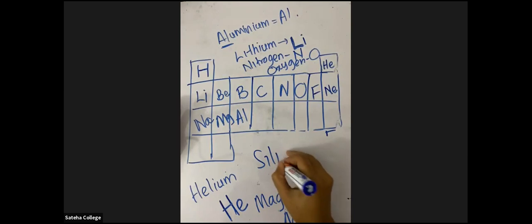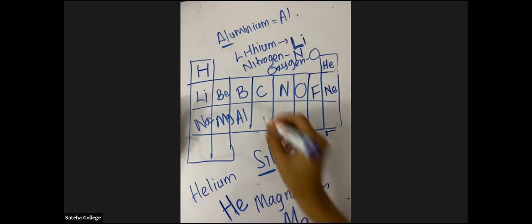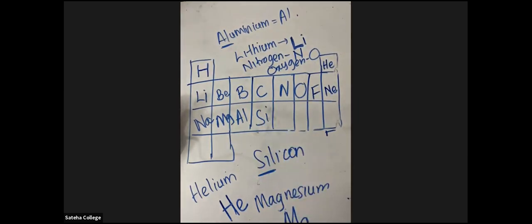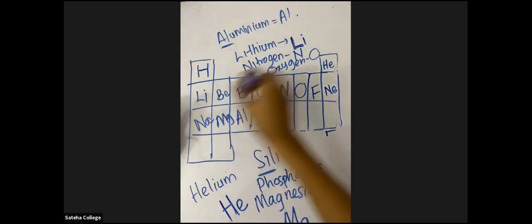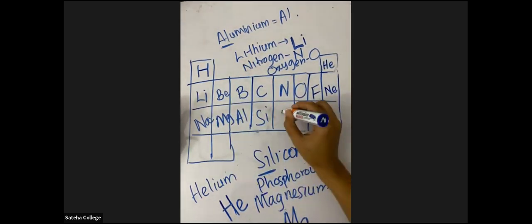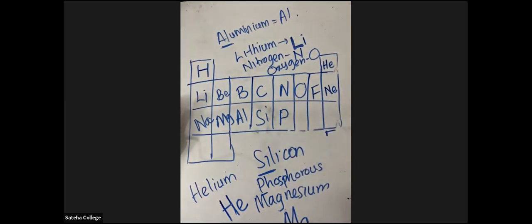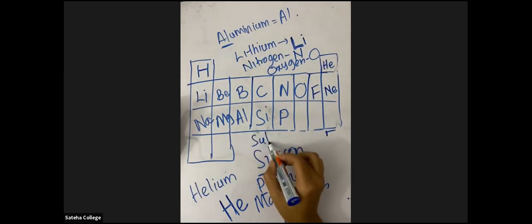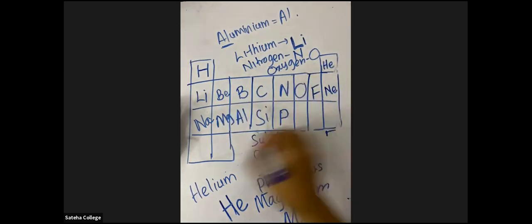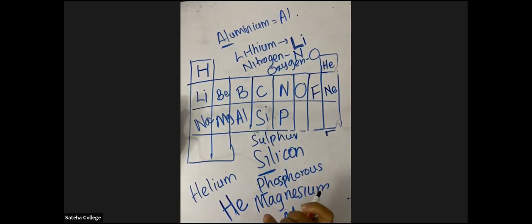Silicon is the first two letters, Si. Then next one is phosphorus. You don't have P here, so you use only the first letter, P. Then next one is sulfur. Do you have any S out of here? No. So you put an S for sulfur.